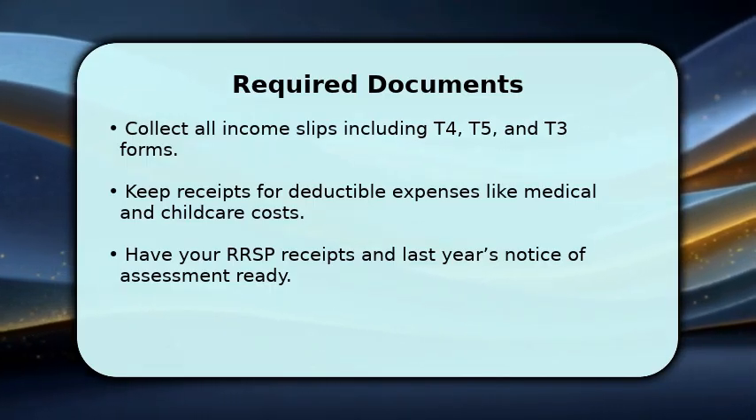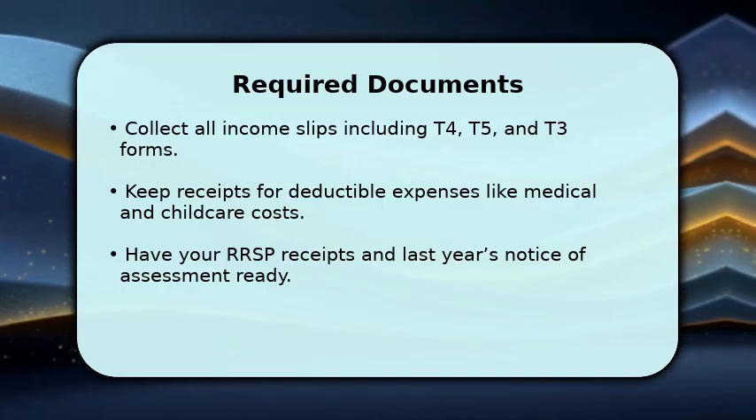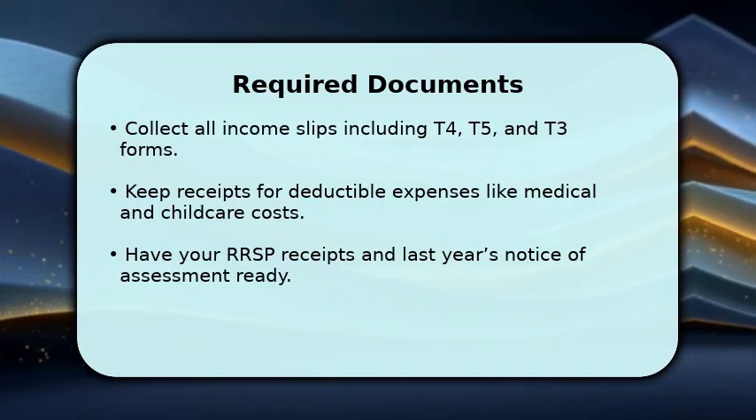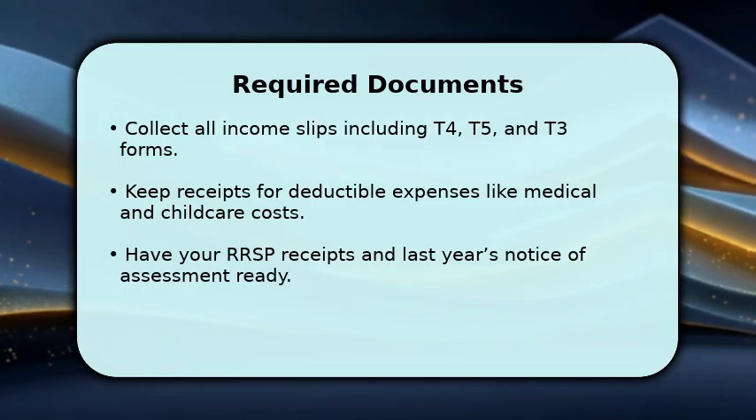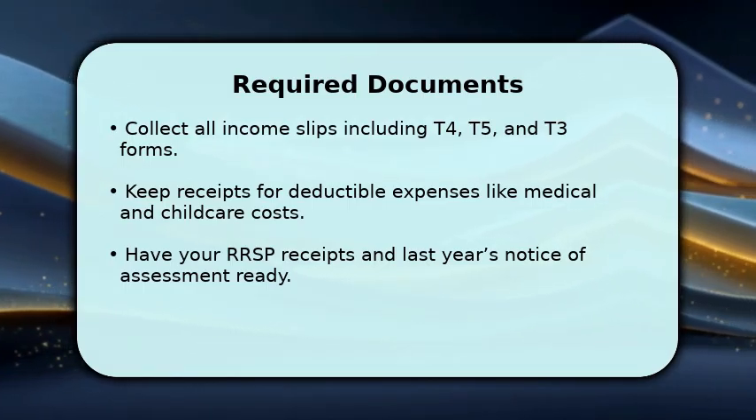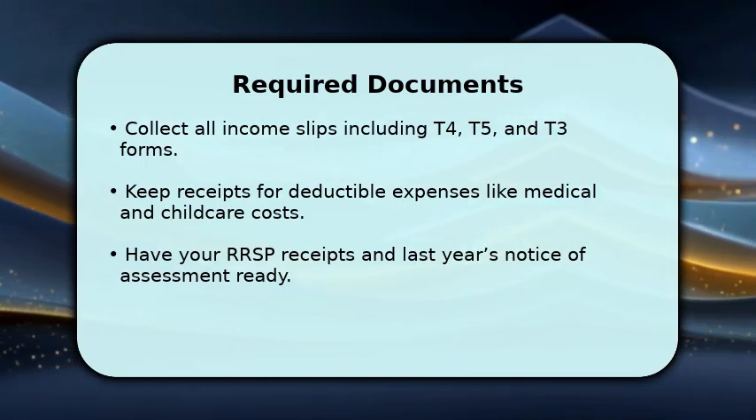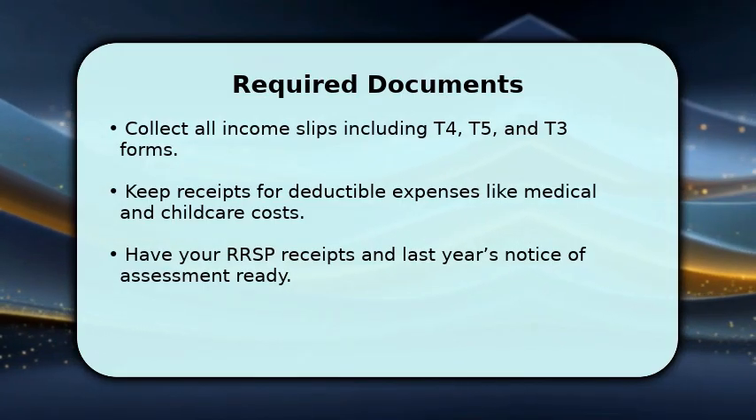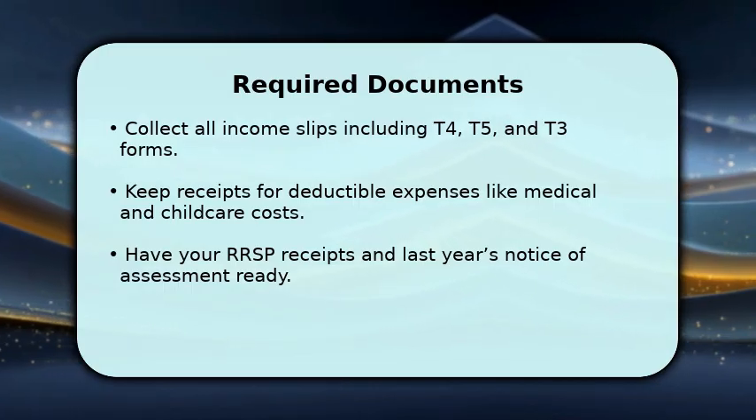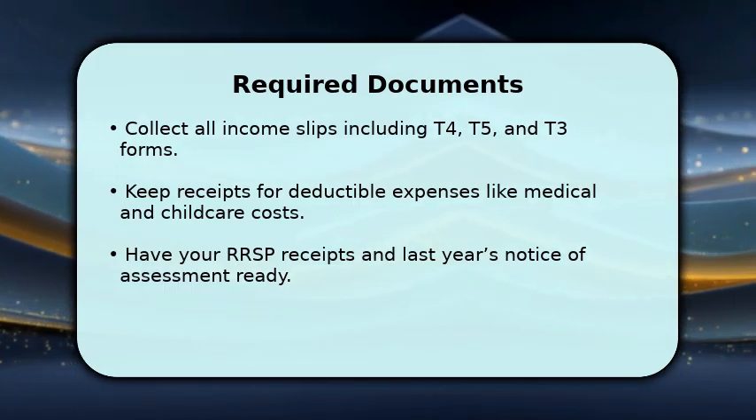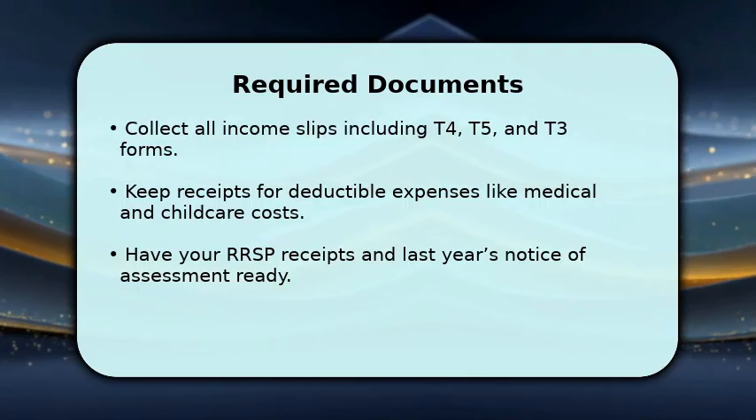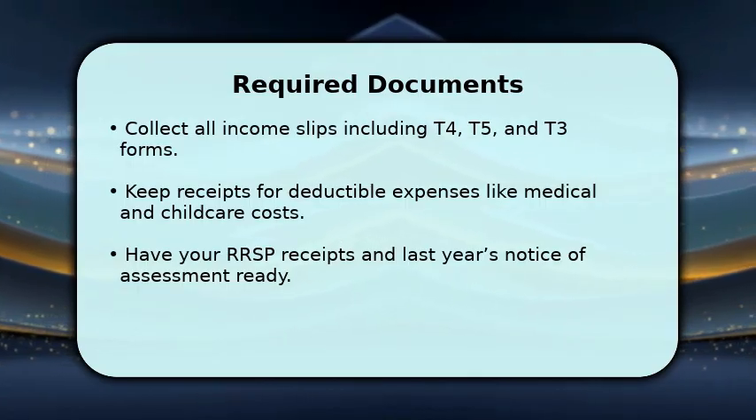Start by assembling income slips such as T4, T5, and any self-employment records. Scan or photograph receipts for medical, childcare, and work-related expenses for easy upload. Enter RRSP contributions and tuition amounts accurately, and keep your notice of assessment from last year handy to carry forward unused credits or amounts. This reduces errors and speeds processing.